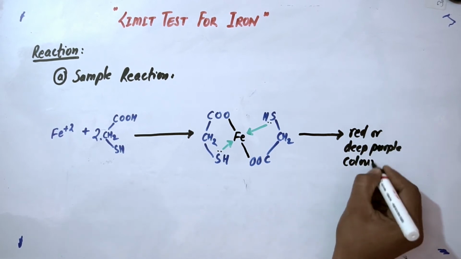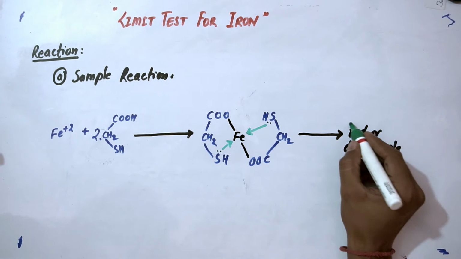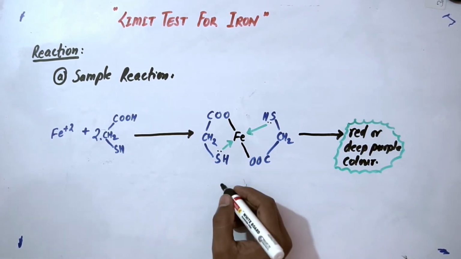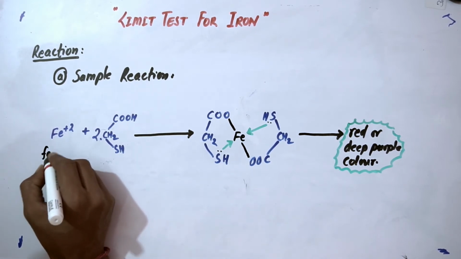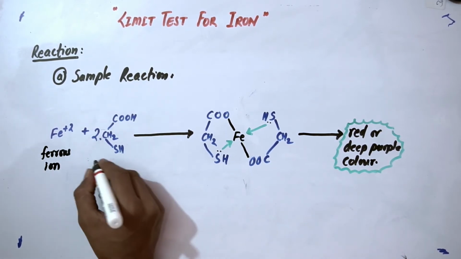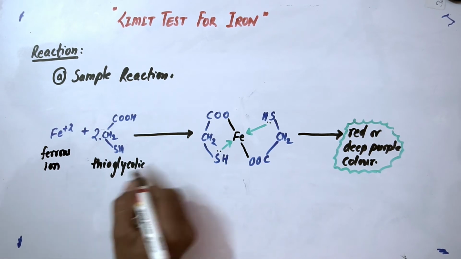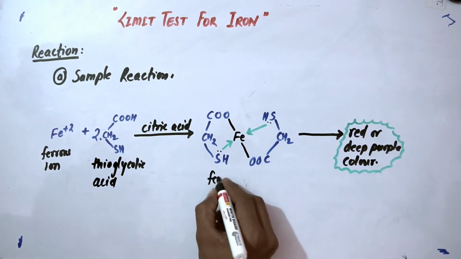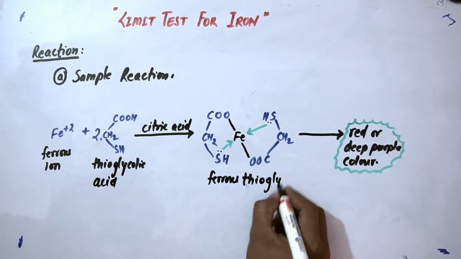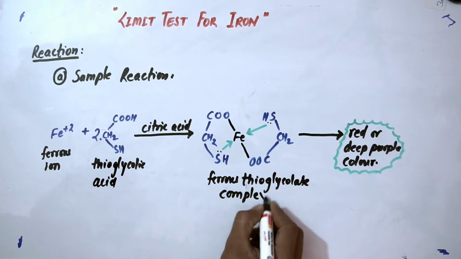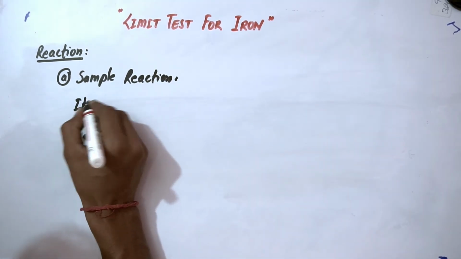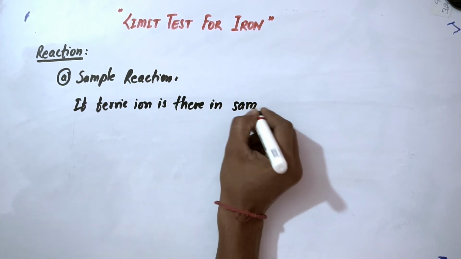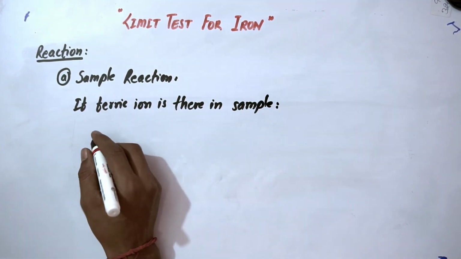Now we will write the name in words. Don't forget to write the name in words, otherwise your marks will be reduced. So this is ferrous ion, this is thioglycolic acid, here there will be citric acid, here this is ferrous thioglycolate. Okay, so this is the name reaction.